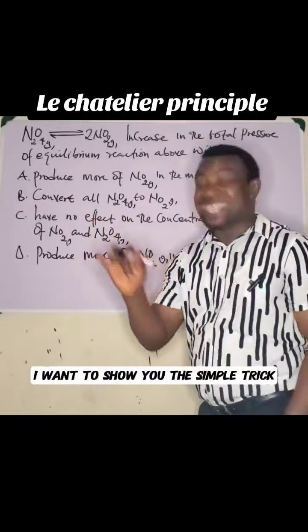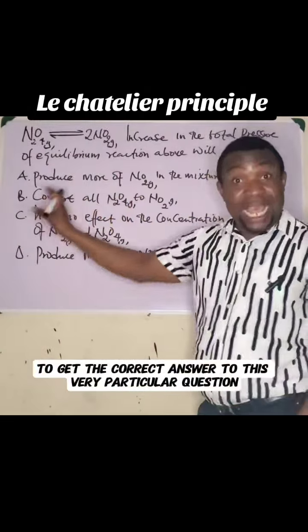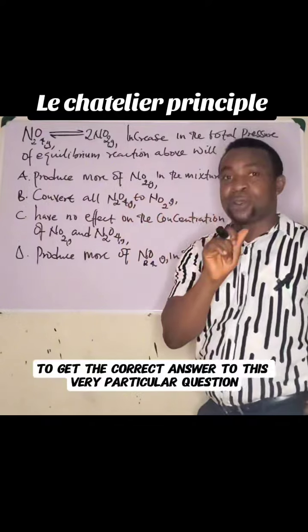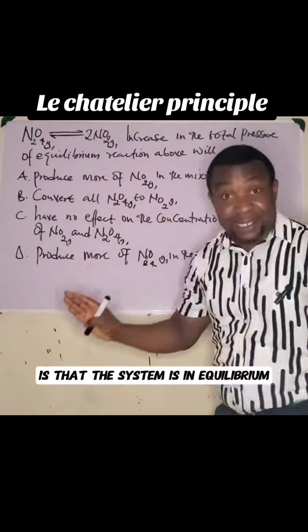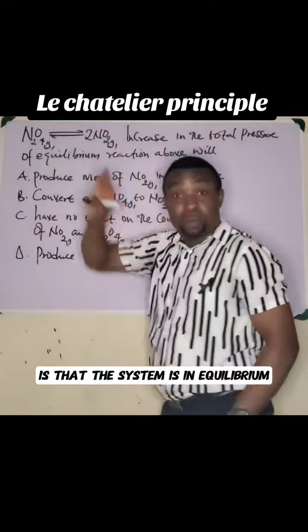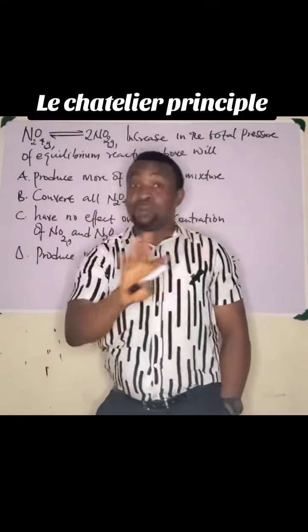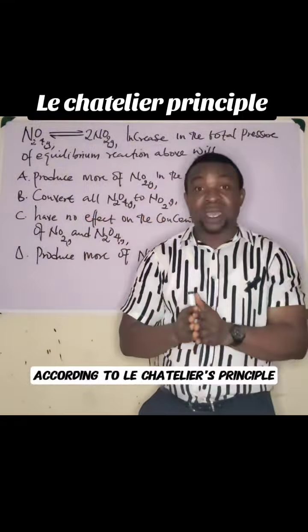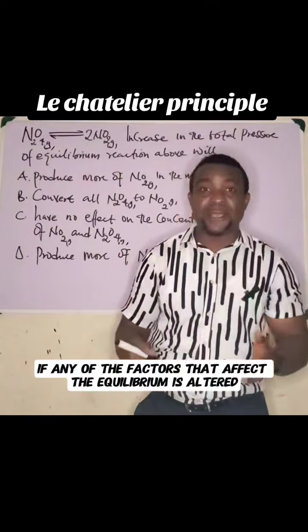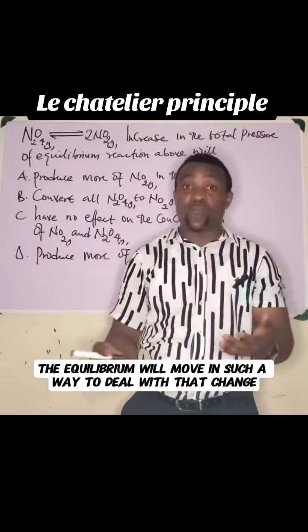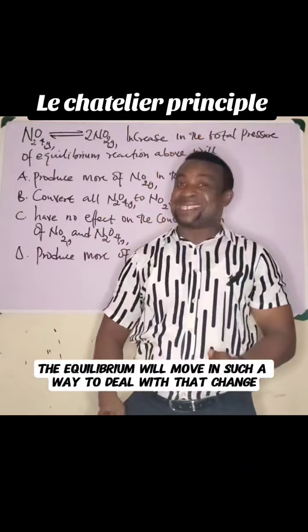I want to show you the simple trick to get the correct answer to this very particular question. First of all, what you should pinpoint from this question is that the system is in equilibrium. So when the system is in equilibrium, according to Le Chatelier's principle, if any of the factors that affect the equilibrium is altered, the equilibrium will move in such a way to deal with that change.